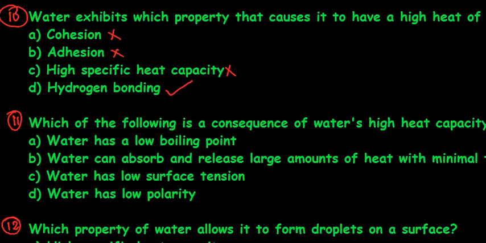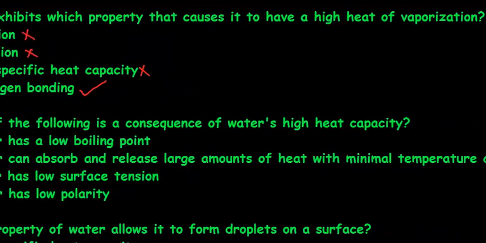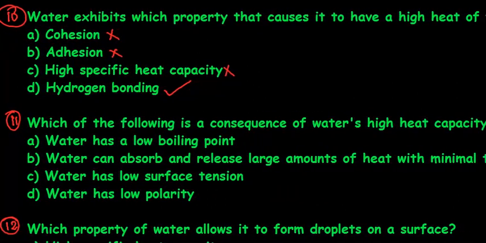First option says water has a low boiling point. Water can absorb and release large amount of heat with minimal temperature change. The third one says water has low surface tension. The last one, water has low polarity. Which one is your answer?